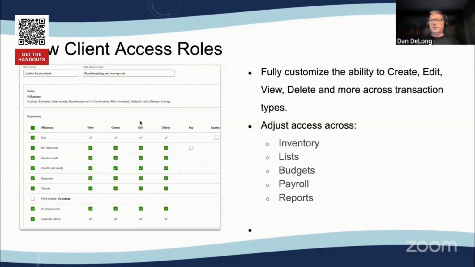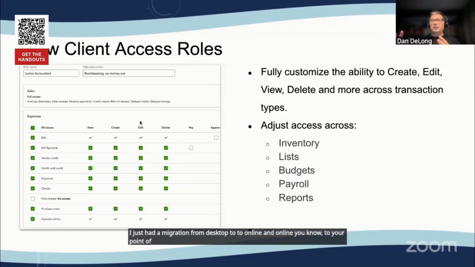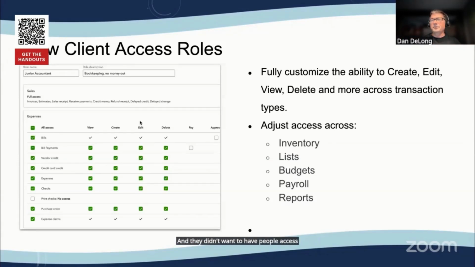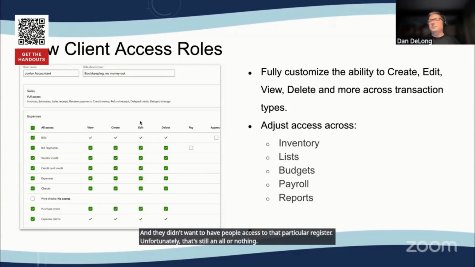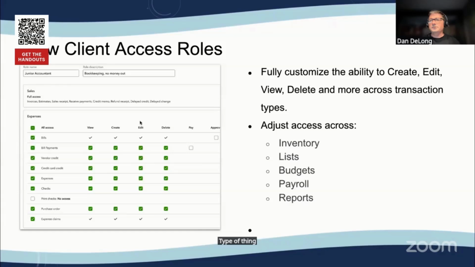I just had a migration from desktop to online, and to your point of payroll, they ran their payroll out of a specific register in the operating account, and then they got the payroll account that they were running everything out of, and they didn't want to have people access to that particular register. Unfortunately, that's still an all or nothing type of thing. If you have access to one bank register, you have access to them all, even in advanced.